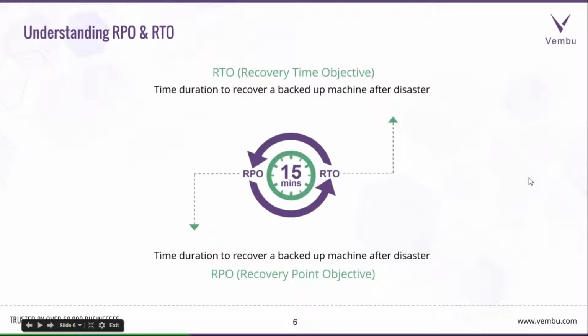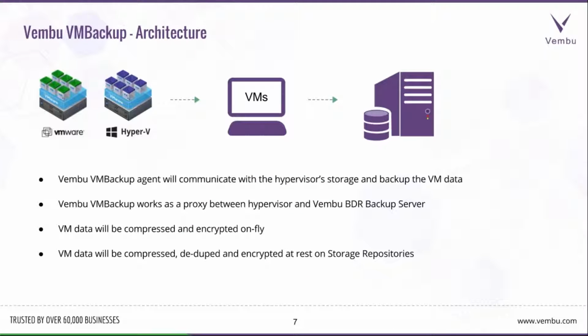To dive deep into the product, we need a basic understanding of what RPO and RTO are. RTO is recovery time objective. It's the time duration taken to recover a backed up machine after a disaster, whereas RPO is recovery point objective. With Vembu VM Backup, you can achieve an RPO and RTO of even 15 minutes. Let's take a look at the product's architecture.